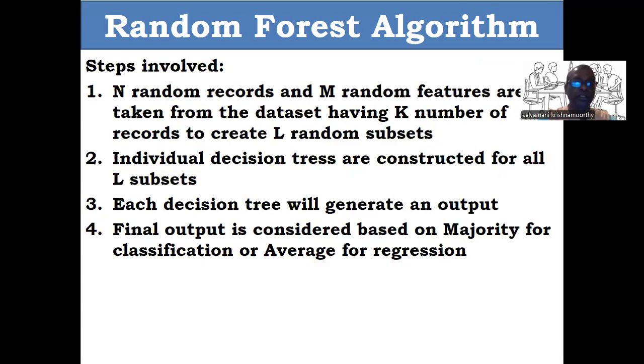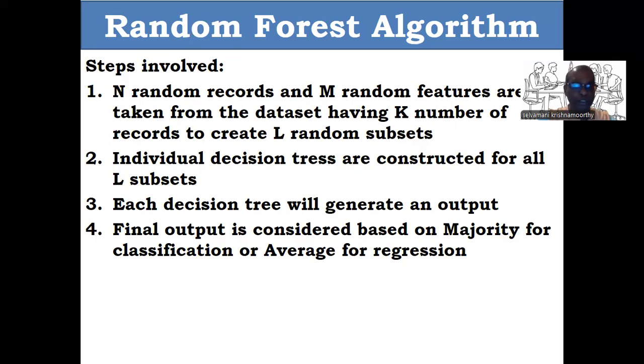Now see what the steps involved in random forest are. N random records, with any number of columns or features, are taken from the k number of records to randomly create L number of subsets. These L subsets can be used for L decision trees. Now we have L random subsets. Individual decision trees are considered for all L subsets.